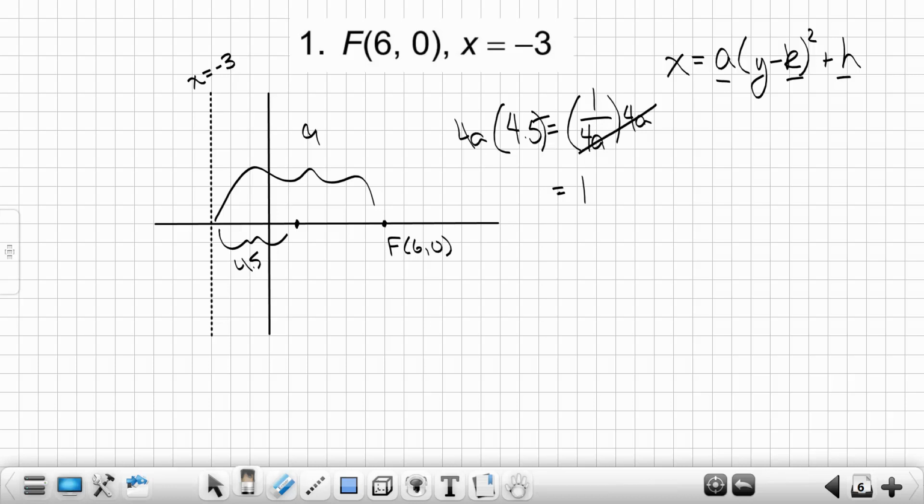But Bethany, if I just put this over 1, what will I end up doing? I'll end up multiplying 4.5 times 4a, which is exactly what I did here. And I'll multiply 1 by 1, which gets me 1. Right. It's the same thing.